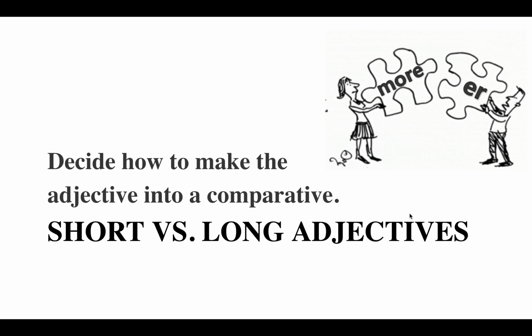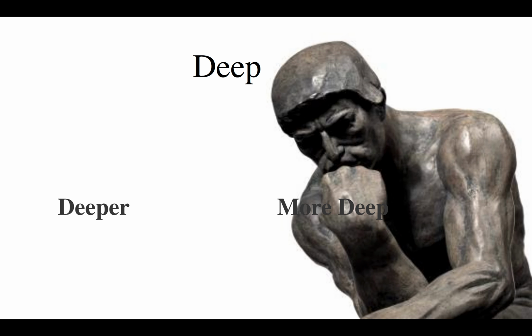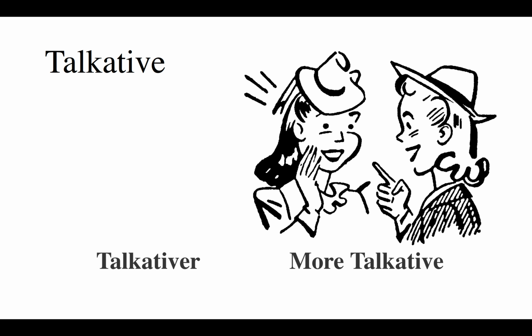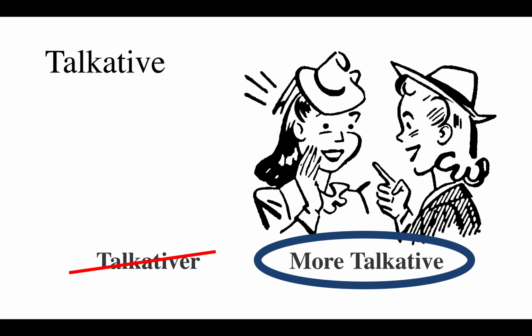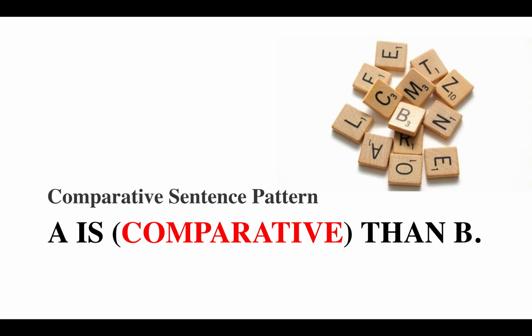Okay? So now I want you to decide how to make an adjective into a comparative. Guess whether it is going to be a short or a long adjective. Will it be more or er? So here we go. Deep. 1 syllable. So, deeper. Then we have talkative. 3 syllables. So, more talkative. It's that easy.